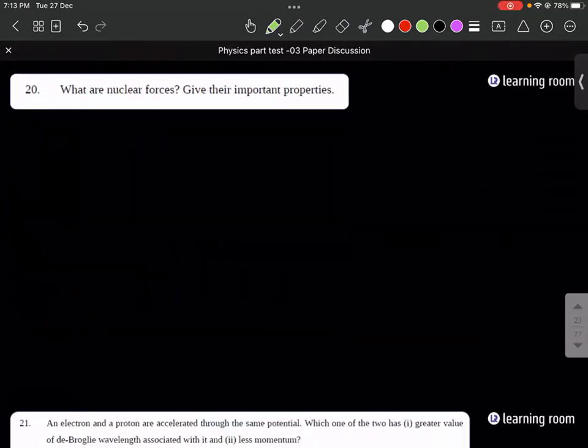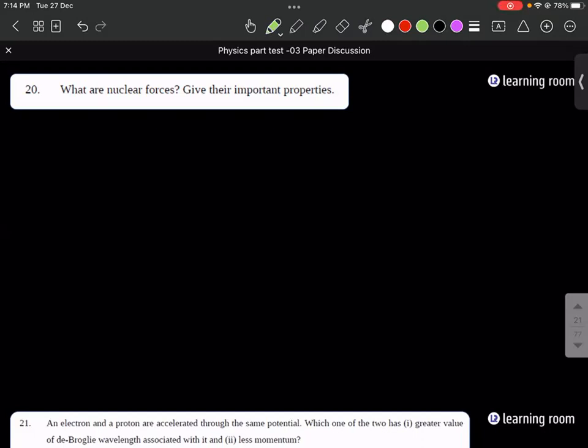What are nuclear forces and give its important properties. So what is a nuclear force? It is basically a strong attractive force acting between protons and neutrons in the nucleus, which is the reason for them to get bound within the nucleus.